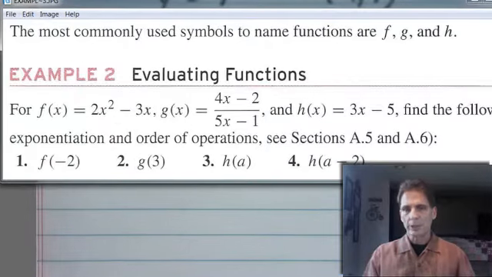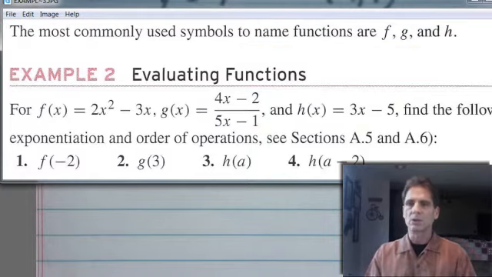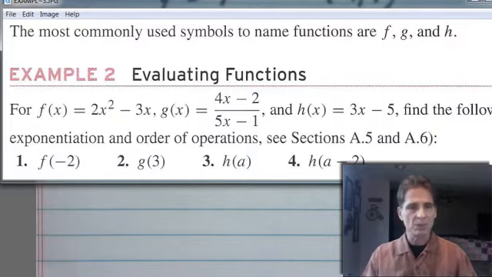Let's continue evaluating functions using function notation. Now you'll notice the first sentence there says the most commonly used symbols to name functions are f, g, and h. It's just alphabetical order. It's nothing different than that. Notice that that's kind of nice because we can be talking about more than one equation and refer to them by the name of the function.